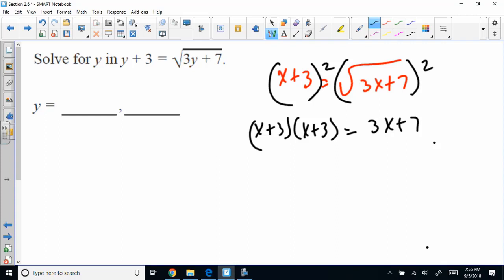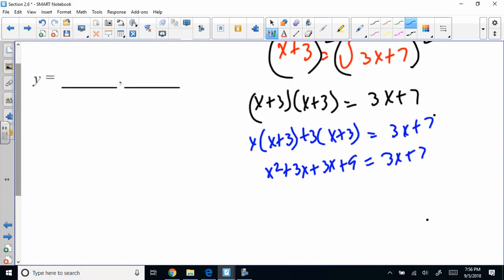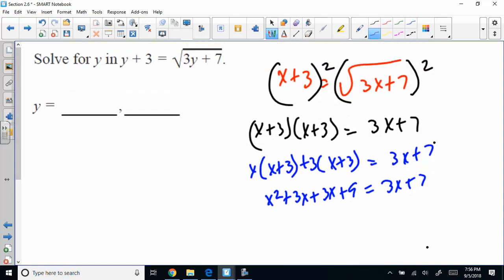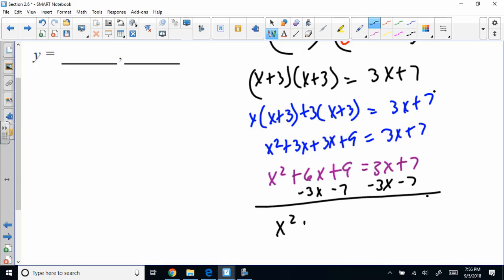So you can split it and multiply it, right? So that's x squared plus 3x plus 3x plus 9 equals 3x plus 7. I'm going to show you something. I hate to say shortcut, but it's more about understanding than anything. So x squared plus 6x plus 9 equals 3x plus 7. And then let's go here. I'm just going to take all of this over at one time. So that's x squared plus 3x plus 2 equals 0.